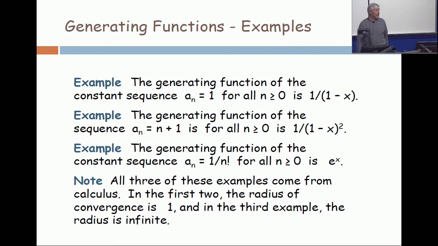Okay, the third one I don't even need to write up. We mentioned it the other day in passing. The generating function for the constant, it's not constant. The word constant should not appear there. The generating function of the sequence an equals 1 over n factorial, for all n greater than or equal to 0, is e to the x. Remember that one? All three of these examples are just calculus. In the first two, the radius of convergence is 1. And in the third example, the radius is infinite. The infinite series for e to the x converges for all x.